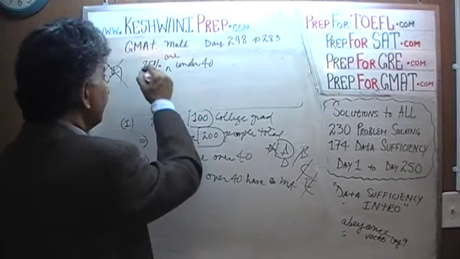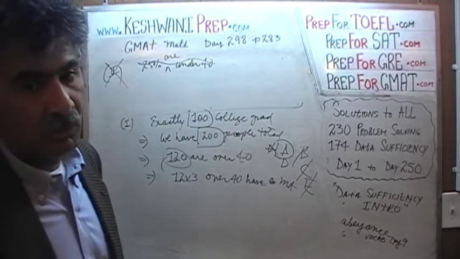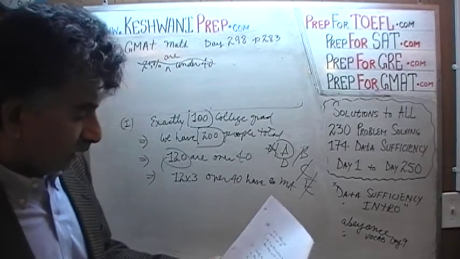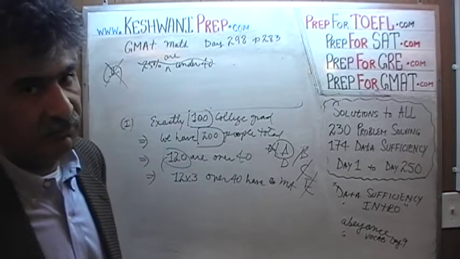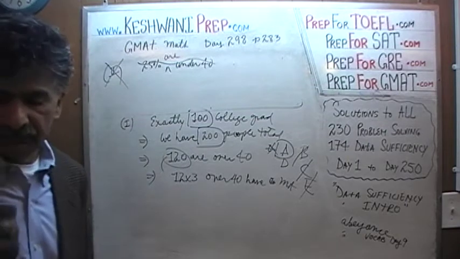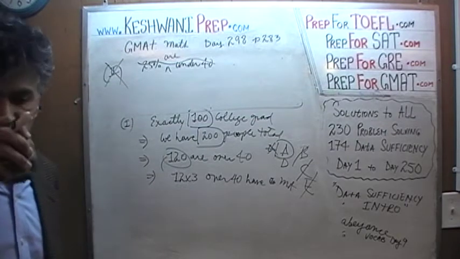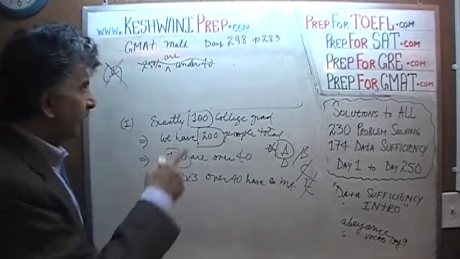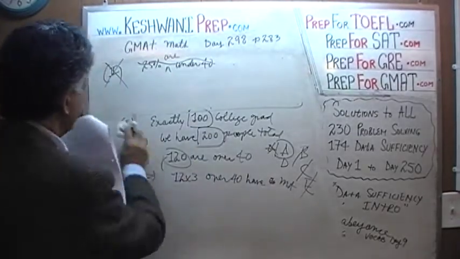But that's not what it tells us. This is not what we are told. We're not told 25% of people are under 40. We are told that 25% of under 40 have a master's degree. That doesn't do the job. Let's move on to the next one, number 95. In that scenario, the answer would have been D.